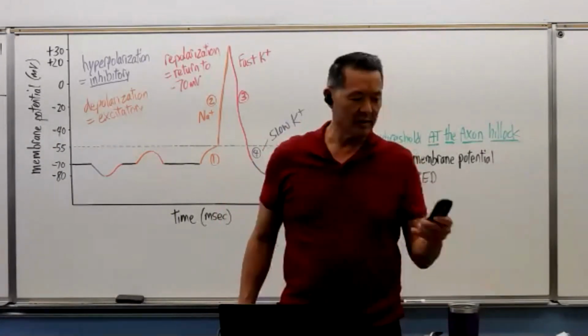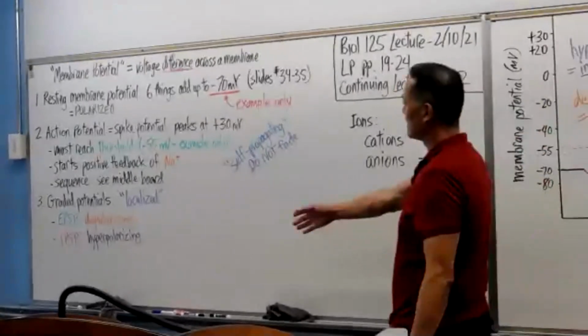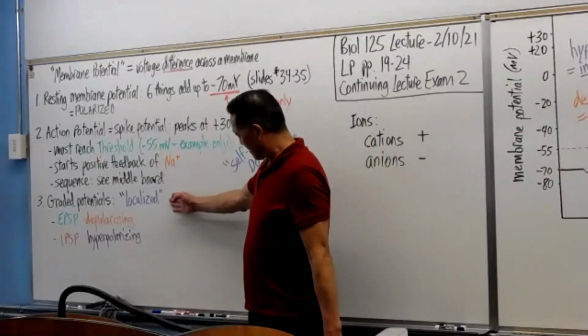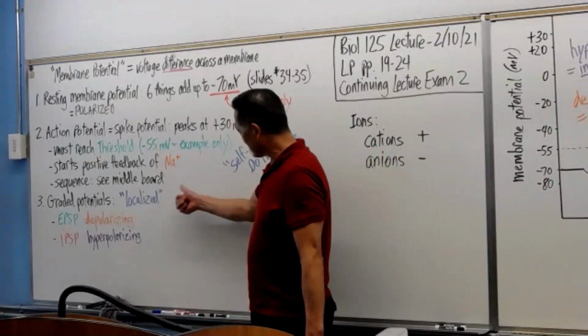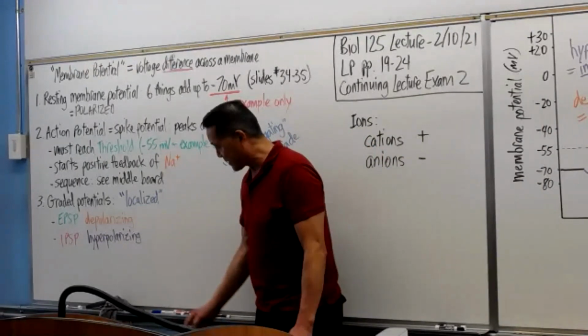Before I go over there, I added that to this. Again, action potentials are self-propagating. Graded potentials are localized. That's why it's in blue. EPSPs are depolarizing. IPSPs are hyperpolarizing.